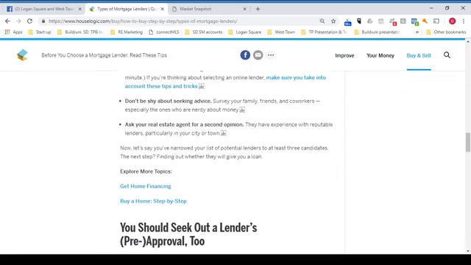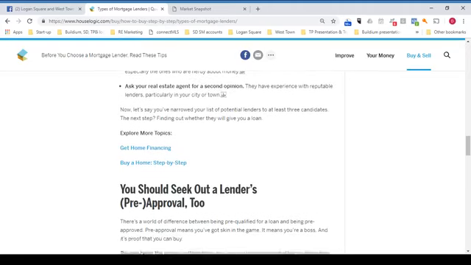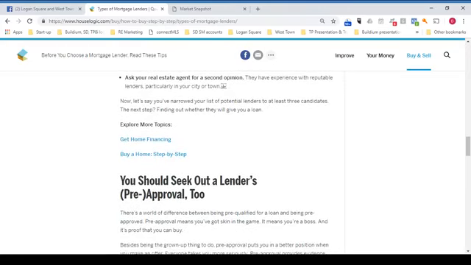And then next, don't be shy about seeking advice. Survey your family, friends, and coworkers, especially the ones who are nerdy about money. Then ask your real estate agent for a second opinion. They have experience with reputable lenders, particularly in your city or town.